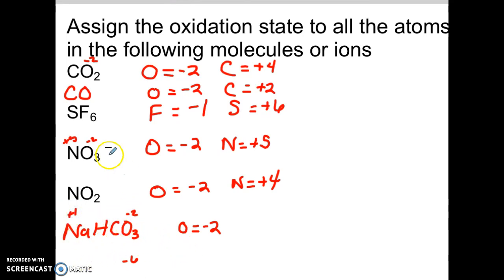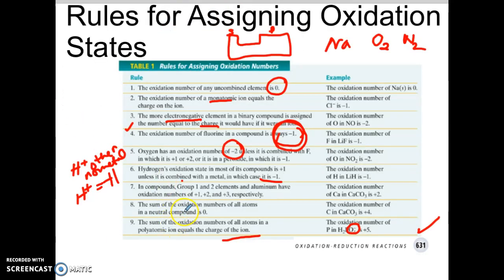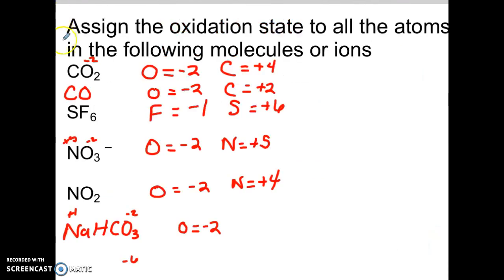And the reason why I know that is because when I look at my chart here, rule number 7 says the group 1 and 2 elements and aluminum all have an oxidation number of +1, +2, and +3 respectively. Well, sodium is in group 1. So we know that sodium is a group 1. So I'm going to say sodium is going to have a +1. Hydrogen is also a +1.